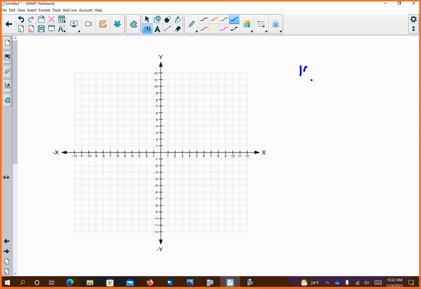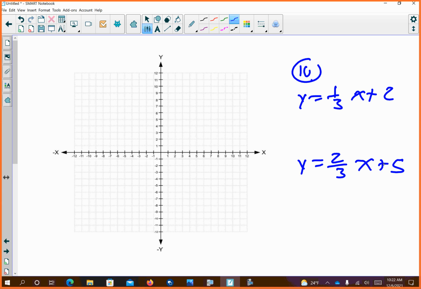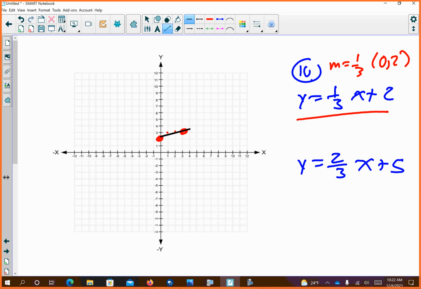So number 10 says we have y equals 1/3 x plus 2, and then y equals 2/3 x plus 5. These will definitely cross because the slopes are different on both. So I'll graph this one as red. I've got a y-intercept of (0, 2) and a slope of 1/3, so up 1, right 3. Best we can, draw ourselves a straight line. Put the arrows at the end because it looks fancier that way.